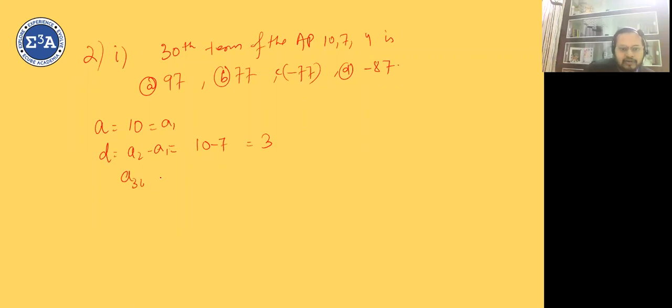a30 you have to find out. a30 is equal to a plus 30 minus 1 into d. a is 10 plus 29 into d is 3. So it is nearly 60 minus 3, 57, 67. Oh, I made a mistake. 30th term, 29 into 90. 90 minus 3, 90 minus 3 is 87. 97 is the answer.